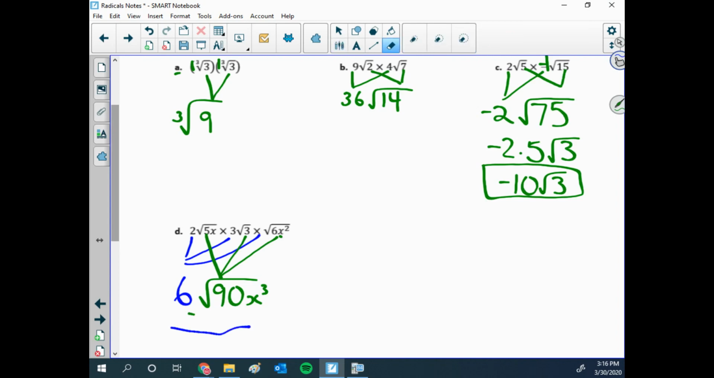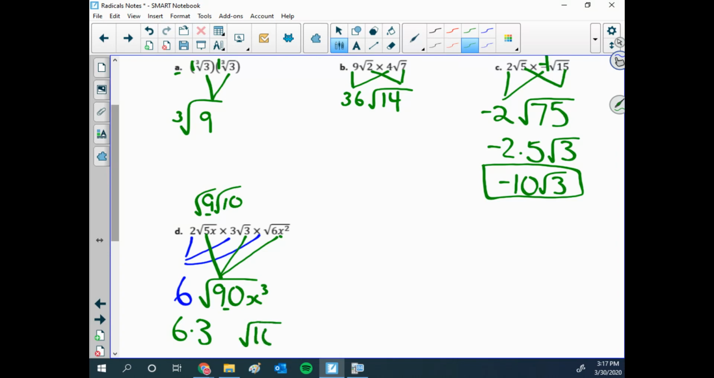I want to see if I can simplify that radicand. Well, 90 is for sure divisible by 9 times 10 because 9 is a perfect square. So that would be the square root of 9 times the square root of 10. So that would be 6 times 3. And that would be the square root of 10 left underneath.